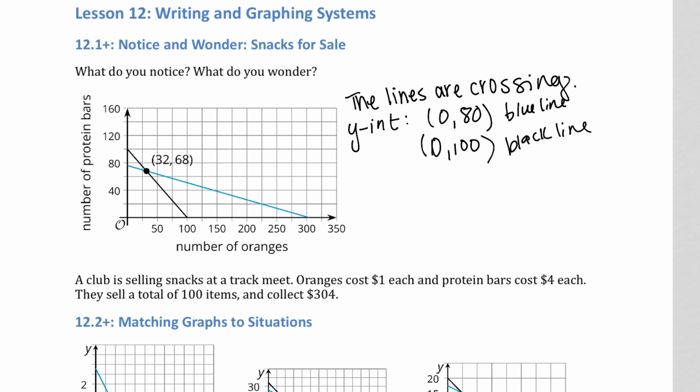What else do we notice? What does this point here mean? What does 32, 68 mean? What does that mean? It is where they cross. That is the intersection. What does it mean in terms of your x and y axis, what this information is down here?